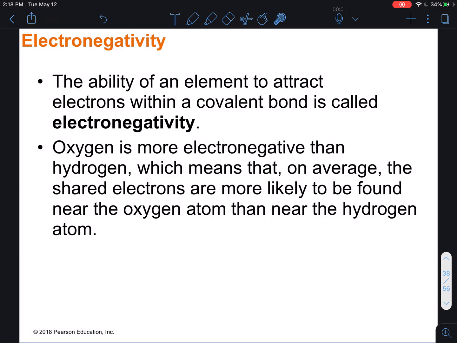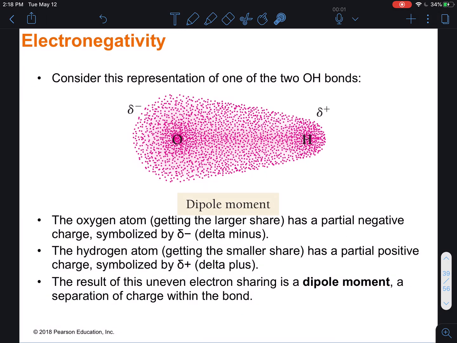And just really fast, just to make sure you remember what electronegativity is: the ability of an element to attract electrons within a covalent bond is called electronegativity. It's the atom. How greedy is the atom? If they're more greedy than the other atom, then they're going to pull electron density closer to it. They're not going to be so good at sharing, okay? Oxygen is more electronegative than hydrogen, which means that on average, the shared electrons are more likely to be found near oxygen than near the hydrogen atom.